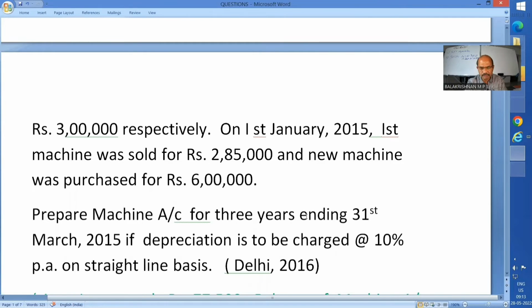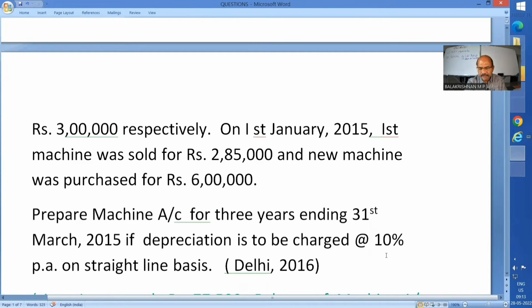So this is the financial year. That means 31st March, April to March. That you have to carefully see. Sometimes it will be calendar year, January to December. No, here it is April to March. Fine. If depreciation is to be charged at 10% per annum on straight line basis.